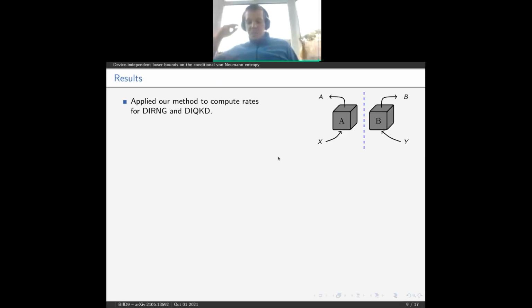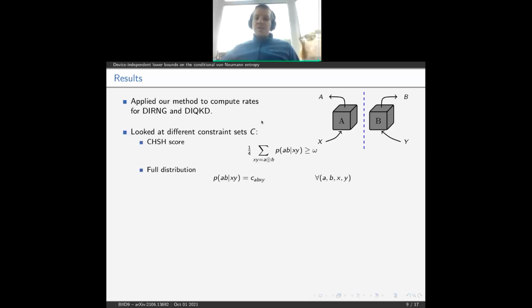Okay, so I'd like to present some of the results that we got from actually computing these things. We applied our method to, for example, randomness generation and looking at rates for key distribution as well. We looked at different constraint sets. For example, we constrained our devices by some winning probability in the CHSH game. We also looked at constraining our devices by some pre-chosen full distribution.